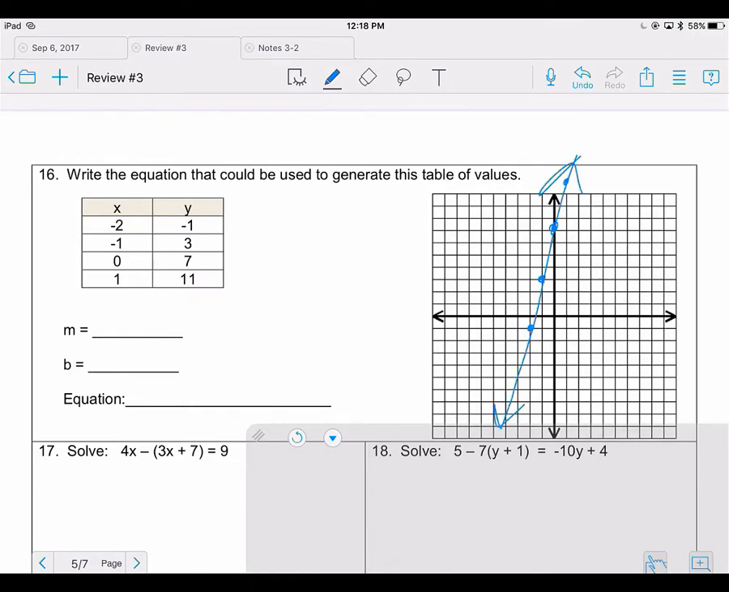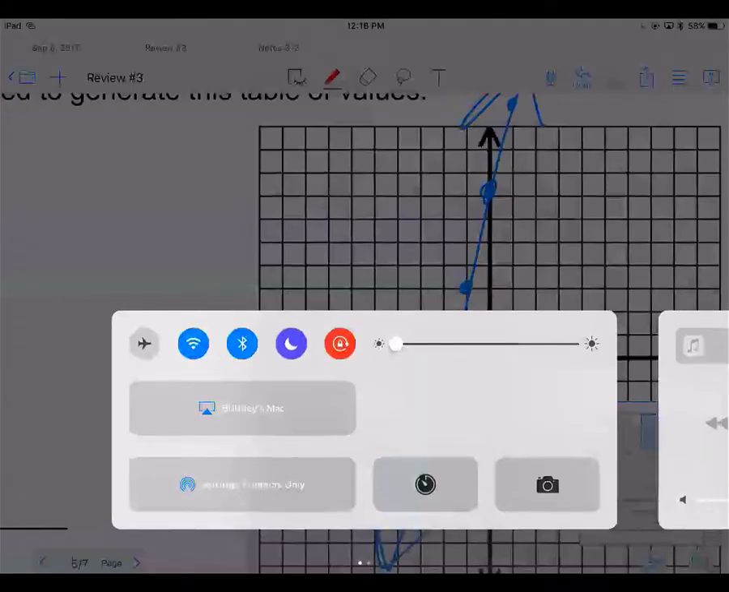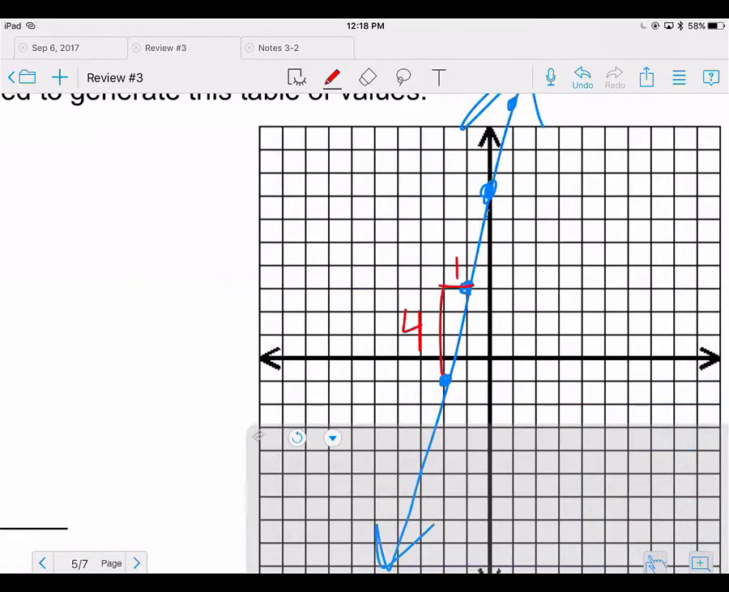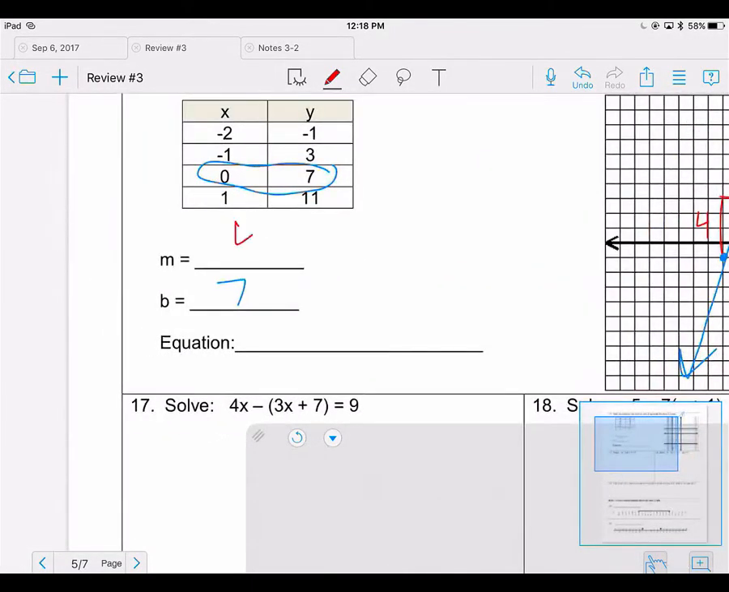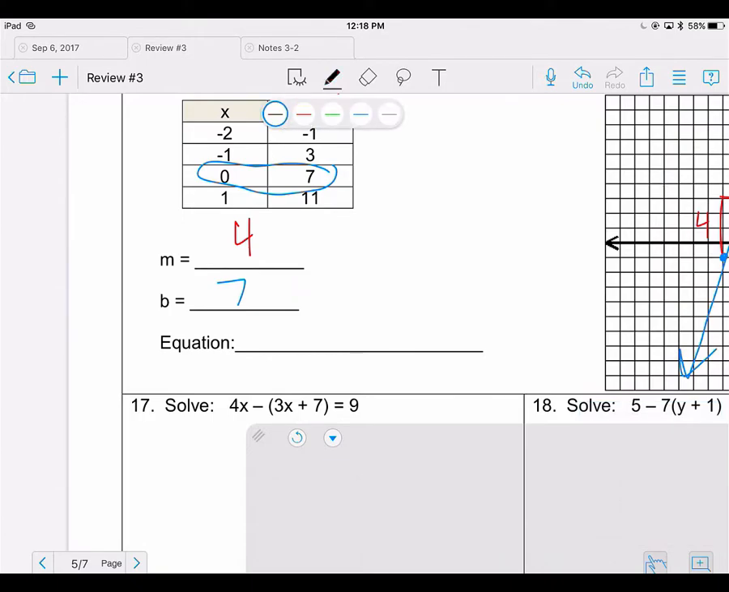If I graph it, I can see that it's crossing the y-axis at 7. And it is going up 4 over 1. It is going up instead of down, so it is positive. So my equation would be 4x plus 7.